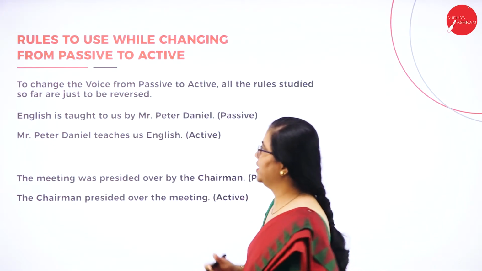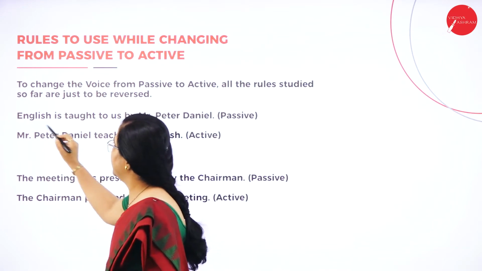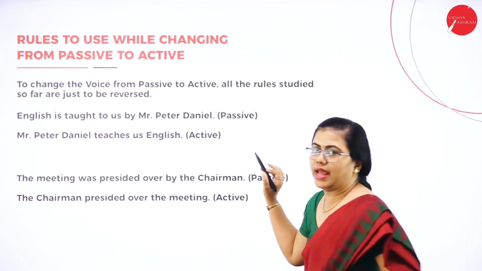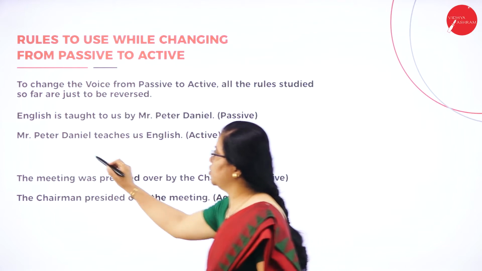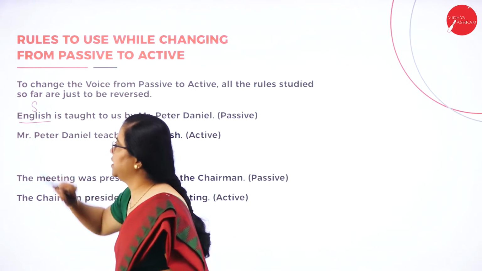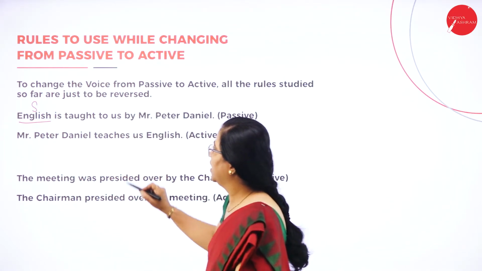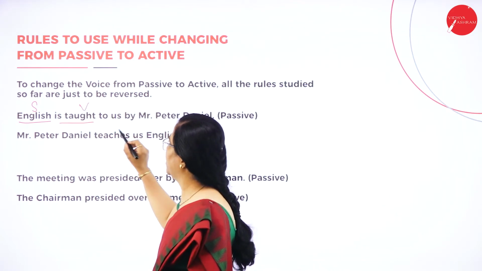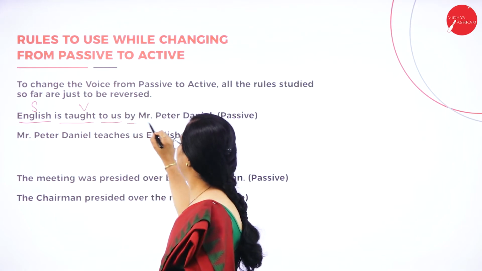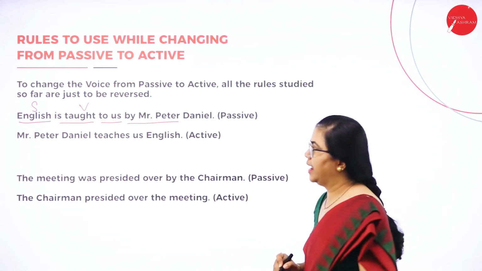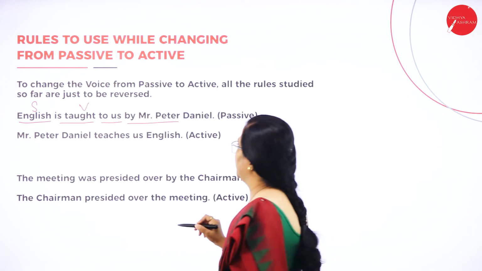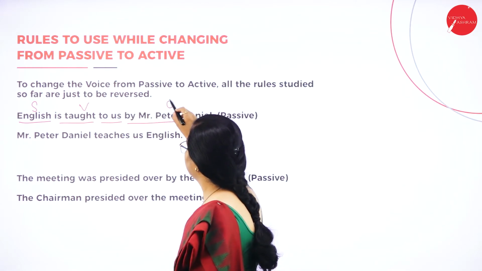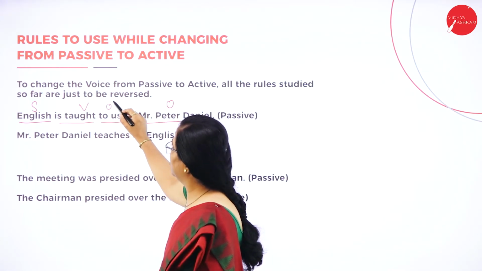Now let us see here. "English is taught to us by Mr. Peter Daniel." This is in passive voice. So you just have to identify the subject, which will become the object. Then "is taught" is the verb here. Then "to us by Mr. Peter Daniel". Here this is an object and this also is an object.